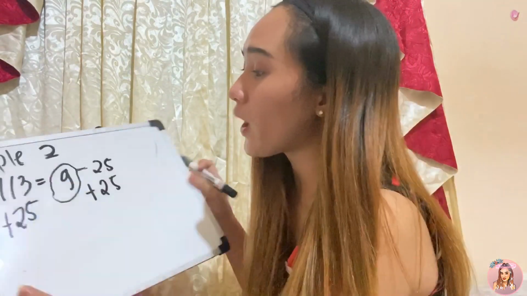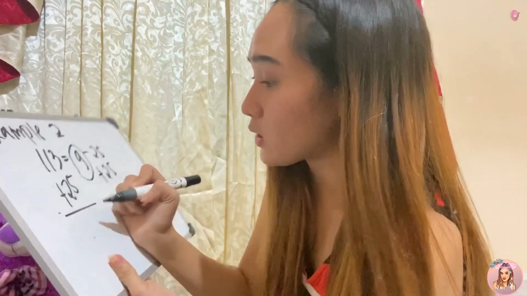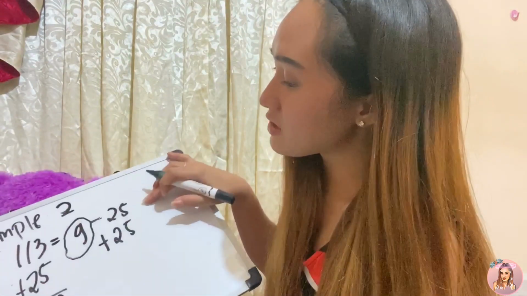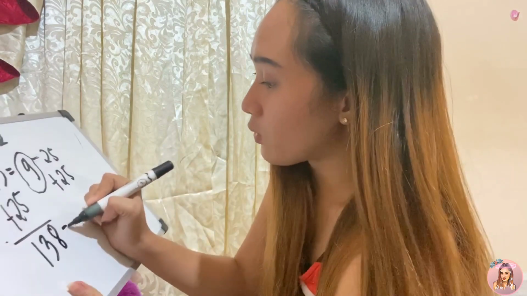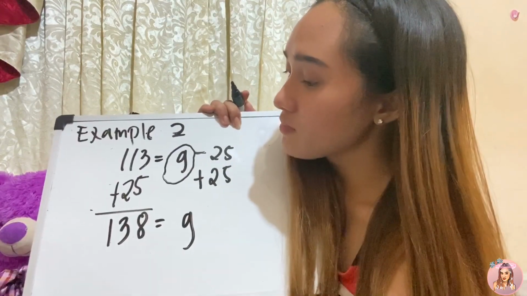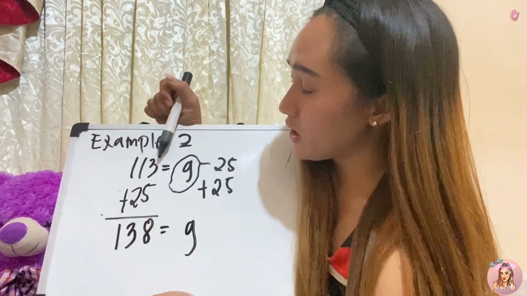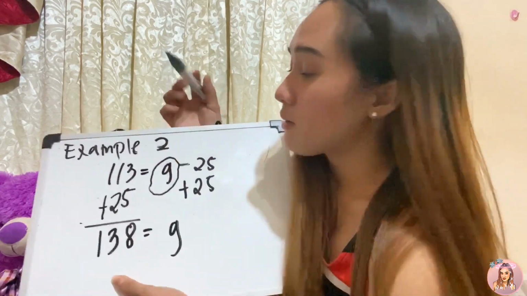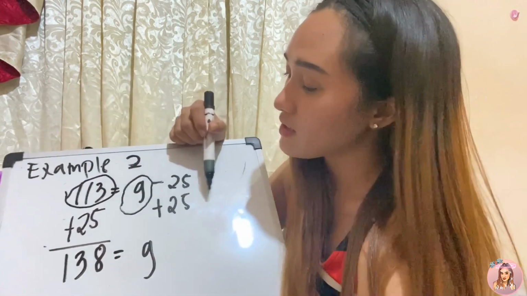So let's check. 113 plus 25 equals 138. Then since addition and subtraction cancel, it equals 0. So equals G. So 138 equals G. Then let's check if our answer is correct. 113 equals 138 minus 25. So 138 minus 25 is 113. So our solution is correct.